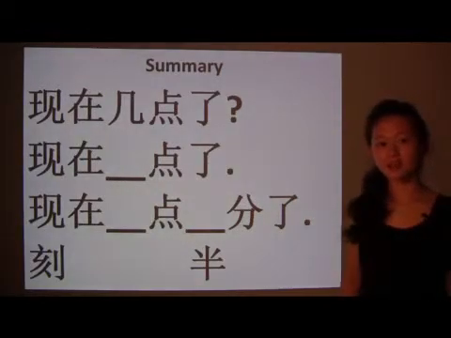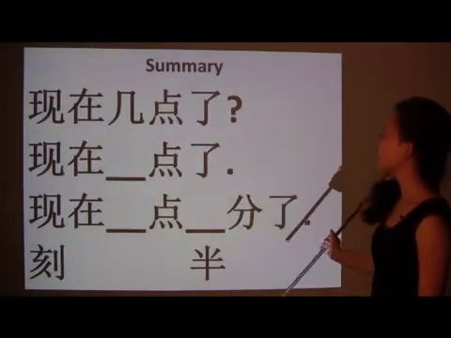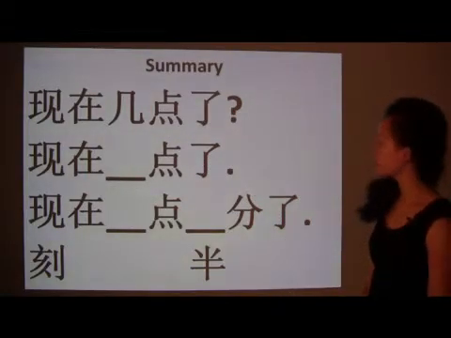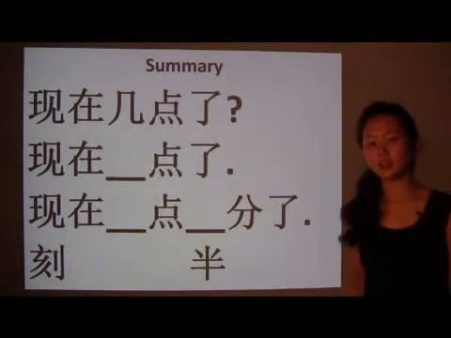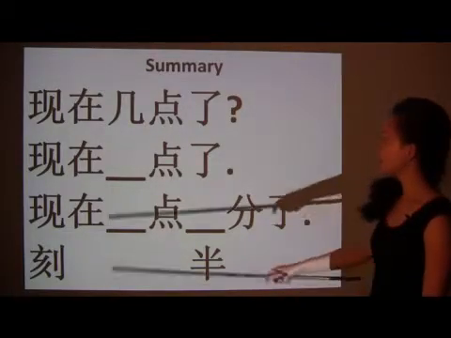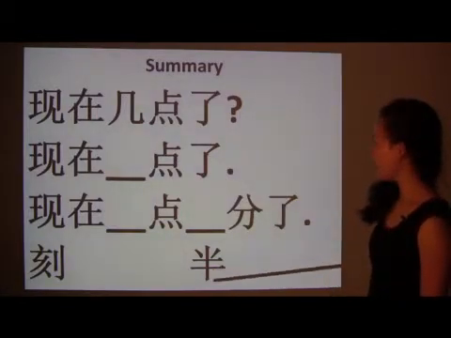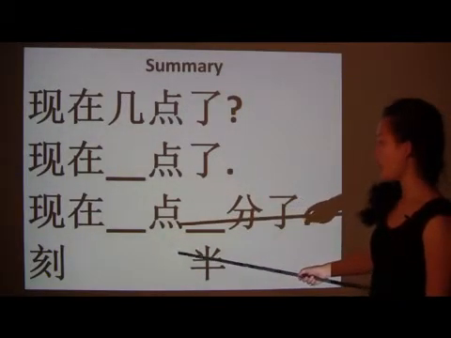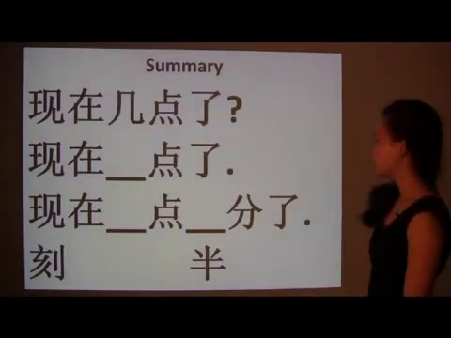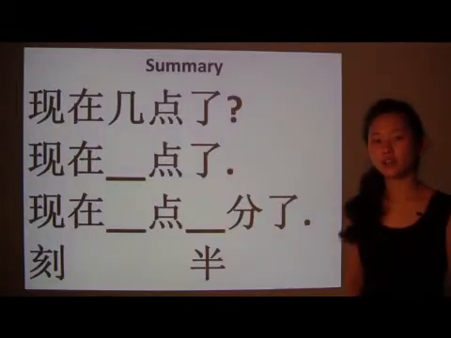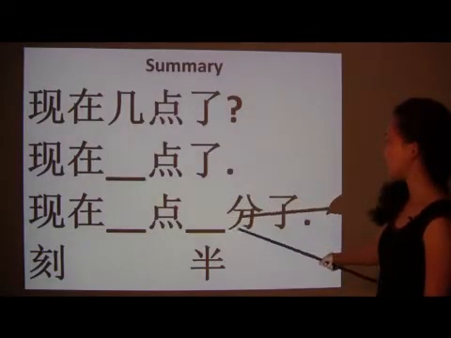Summary of how to tell time and how to ask for time. 现在几点了? What time is it? 现在, fill in the time, 点了. If you want to say right now, it's 1:30. 现在1点半了. And then if you want it to be even more complicated and give it in hours and minutes down to the exact time, say you want to say, it is 1:13. 现在1点13分了.